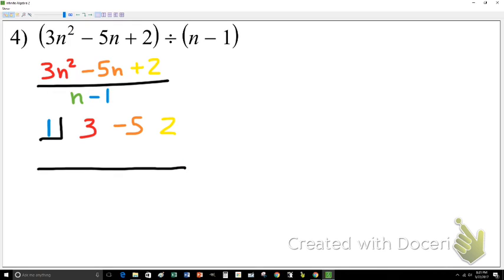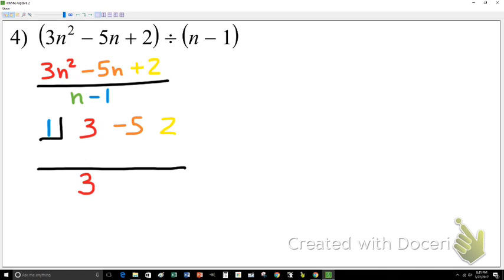Now the very first thing you're going to do, after you get it all set up here, is you're going to bring down the first number. So we're just going to go ahead and bring down that 3 that we have there. So bring down the number 3. And we're going to take that 3 and we're going to multiply it by that 1 that we have in the box. So 3 times 1 is what? Well, 3.